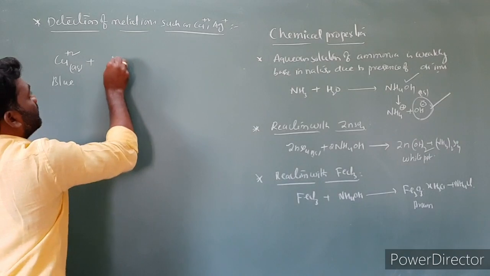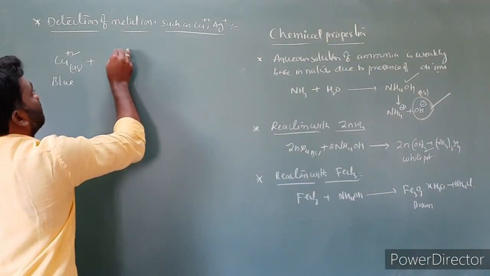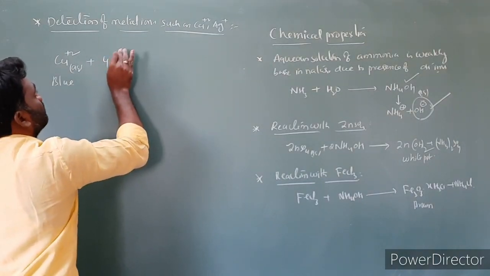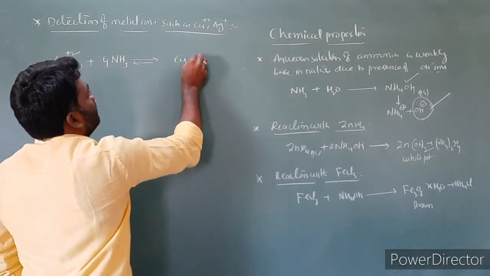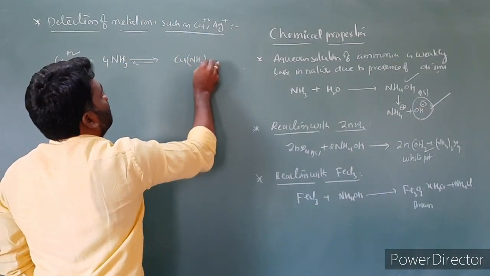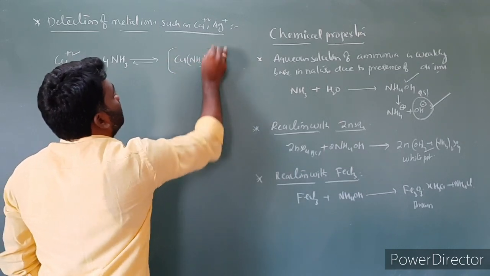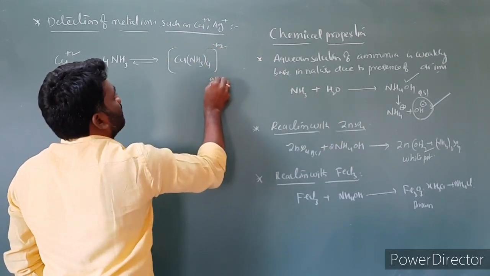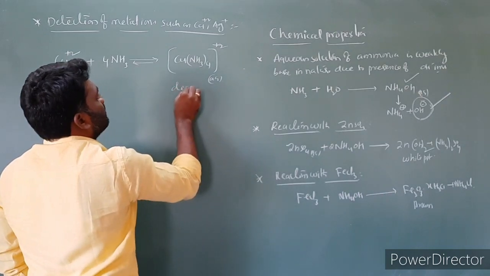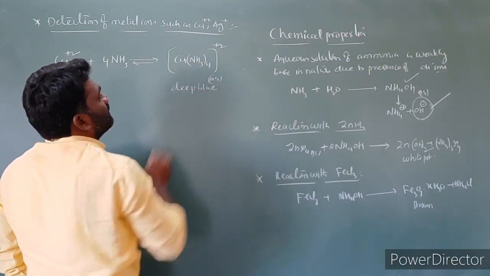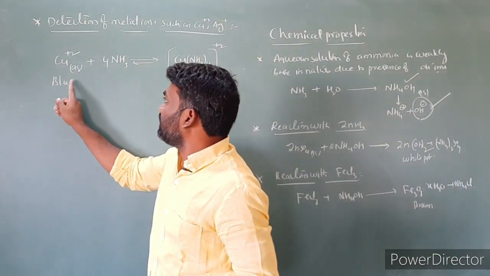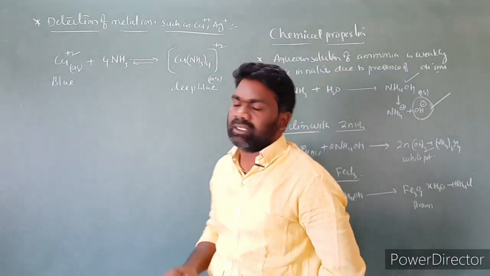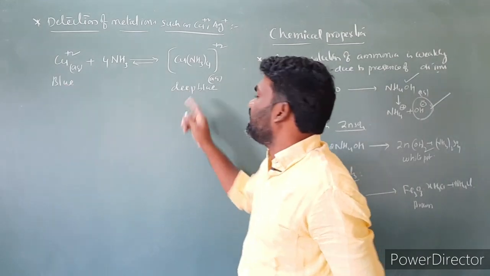This reacts with ammonia, NH3 4 times, leading to the formation of Cu(NH3)4, and the complex has a +2 charge. It is also aqueous, and it is a deep blue color. So by looking at the reaction, Cu2+ is blue in color, and blue color is converting into deep blue color.